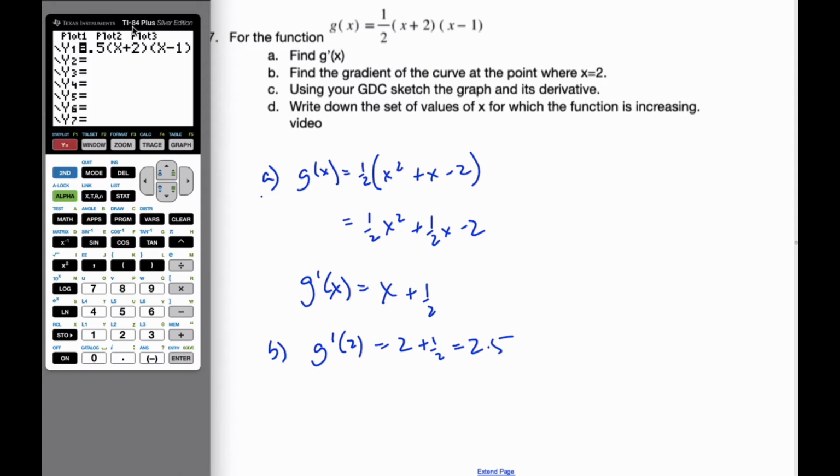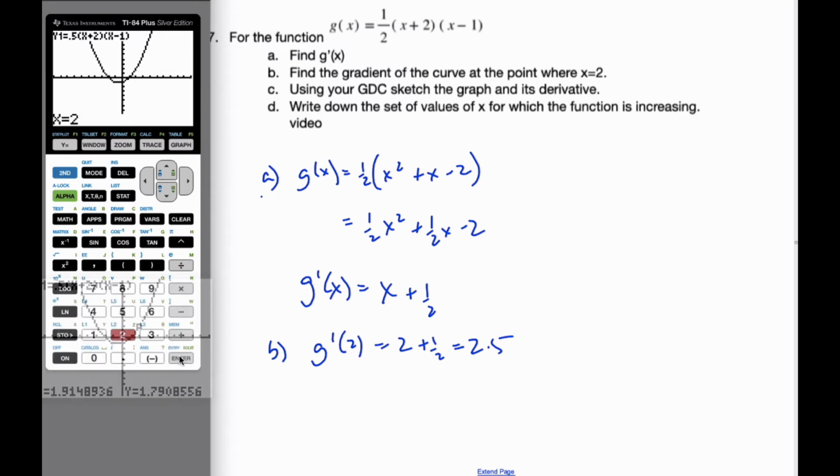One of the things I can do, I've already graphed g of x. So if I go second trace, and if I do number 6, which is the derivative, and if I ask it for the derivative at 2, I can see the derivative is 2.5, which I got.